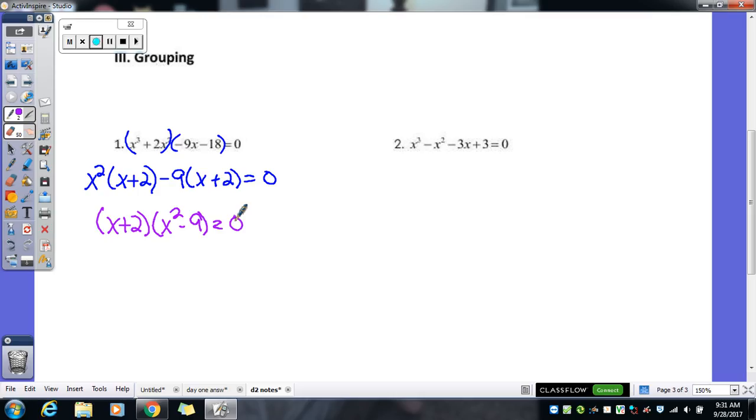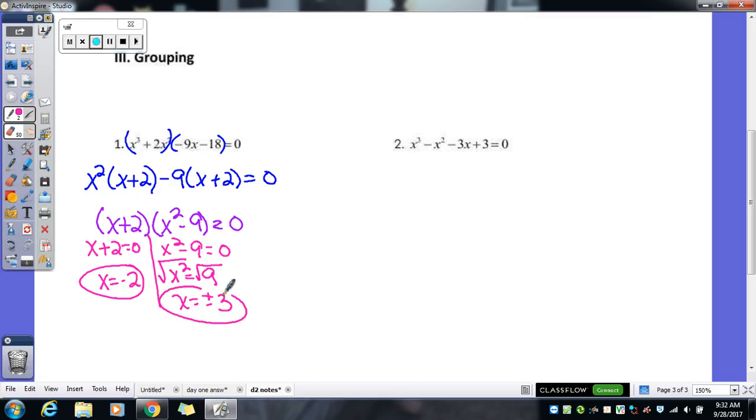We could do dots, or we could just set it equal to 0 as it is, add our 9, and then take the square root of both sides. So one of our answers would be x equals -2. On the other side, we would add our 9, take the square root. So we would get x equals plus or minus 3. So there's our 3 answers. Again, our largest exponent at the beginning was a 3. So that means we're going to have 3 answers, and we found all 3 of them. -2, +3, and -3.